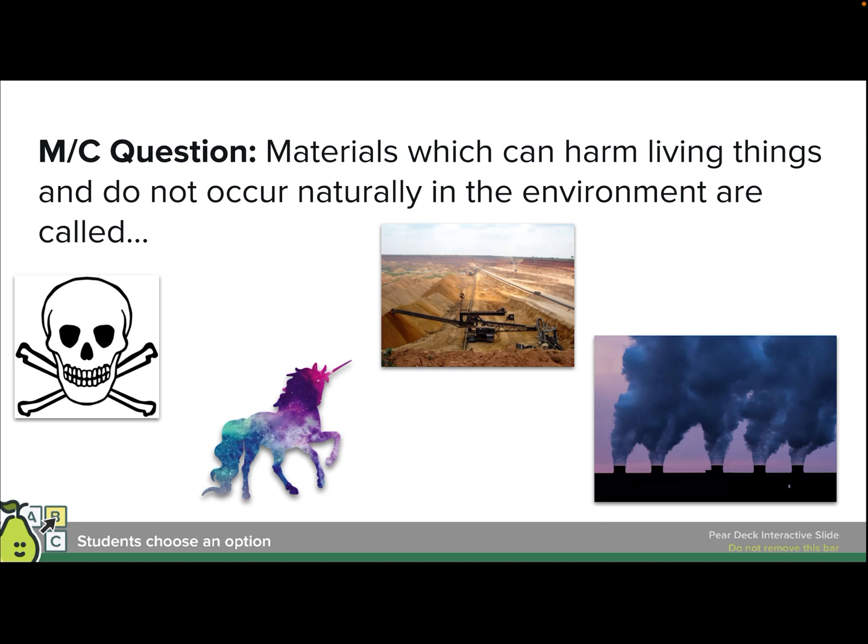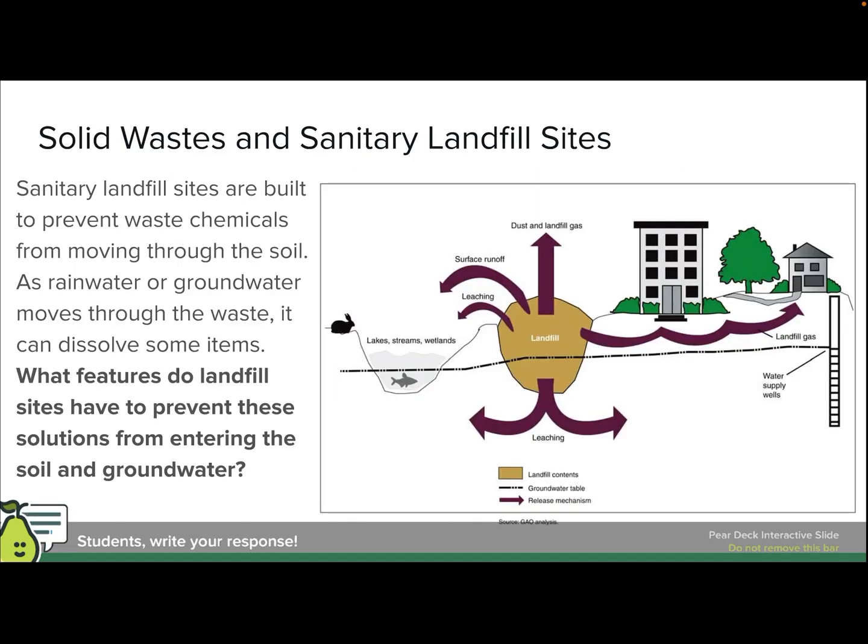Multiple choice question. Materials which can harm living things and do not occur naturally in the environment are called... Now this was a multiple choice question as well that we do not see the answers. But the answer was pollutants, okay? Alrighty, I'm going to follow along so I can see exactly what's going on because I am jumping and guessing, and that's not going to help you guys really when you look at this.